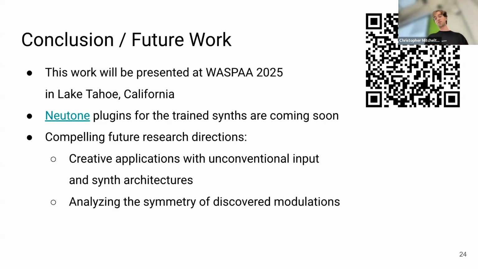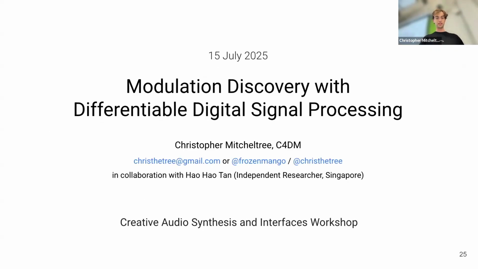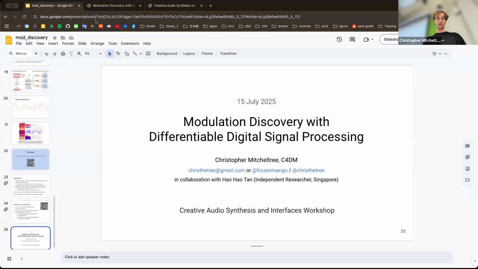I think the symmetry is super interesting. There's obviously tons of symmetry in the modulations as well, so Ben would love this. And I also work a lot with loss functions, so I'm going to unleash them on this problem at some point as well. But yeah, that's it. Any questions?